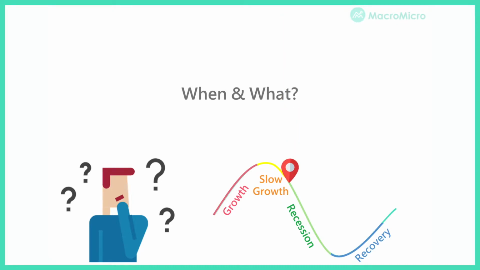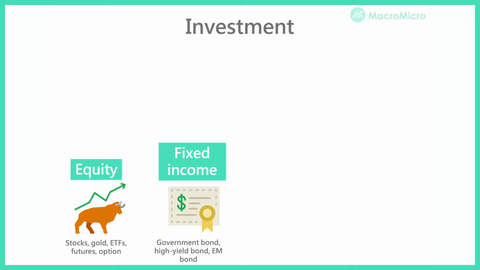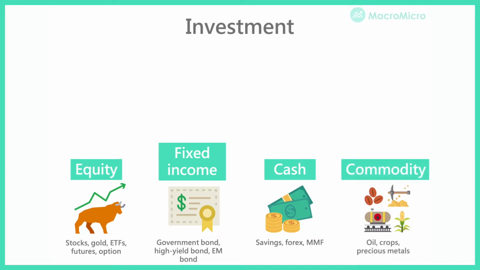To answer those questions, let's first go through the most common financial assets that you must have heard of before. First, equity. Equity includes stocks, bonds, and ETFs. Fixed income includes government bonds, junk bonds, and emerging market bonds. And then, cash. Cash includes your bank savings and foreign exchange. The last one is commodities, like crude oil, gold, and crops.